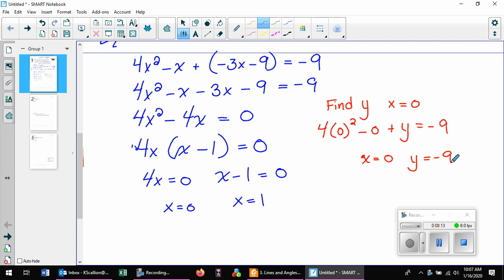Did you guys get -9? Yeah. So that's the whole point: that is a solution because both equations cross that exact point. So it doesn't matter which one you sub into. My advice to you is to sub into the less complicated one. If there's one with fractions and things like that, I may not pick that one to sub into.